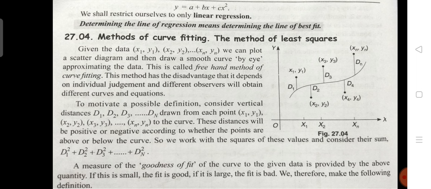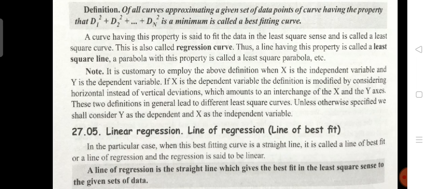plus dn square. That is the method of least squares. That is a measure of the goodness of fit of the curve to be determined, or of the data provided, by the quantity. If this is small, it is good. If it is large, the fit is bad. Okay, that is by definition.